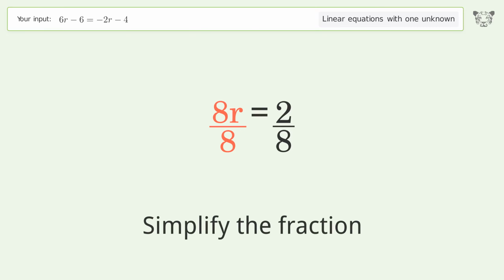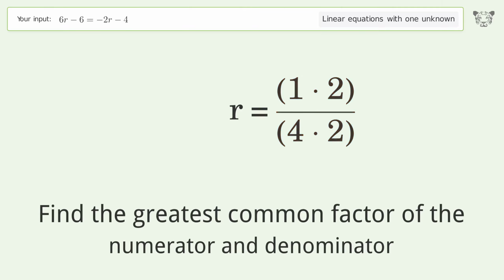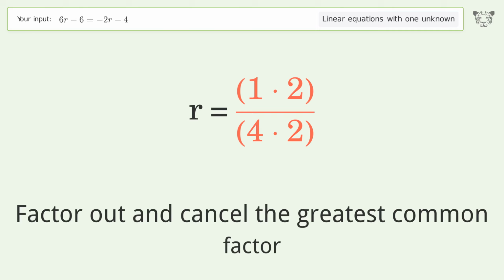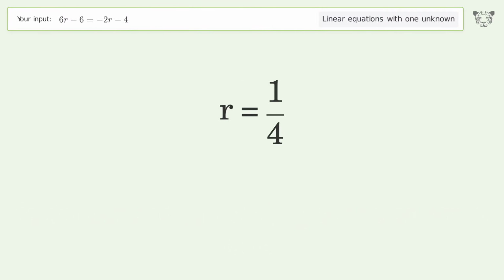Simplify the fraction. Find the greatest common factor of the numerator and denominator. Factor out and cancel the greatest common factor. And so the final result is r equals 1 over 4.